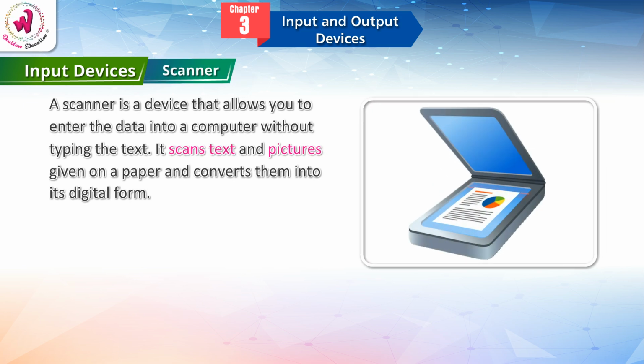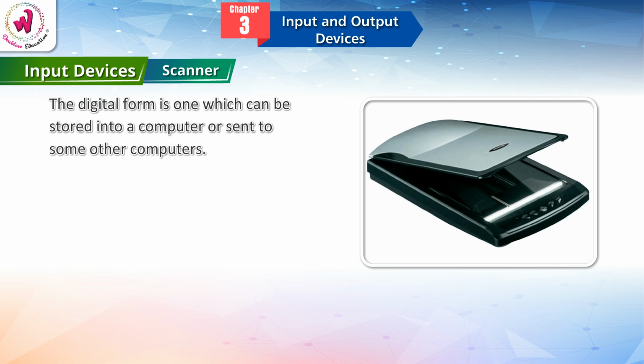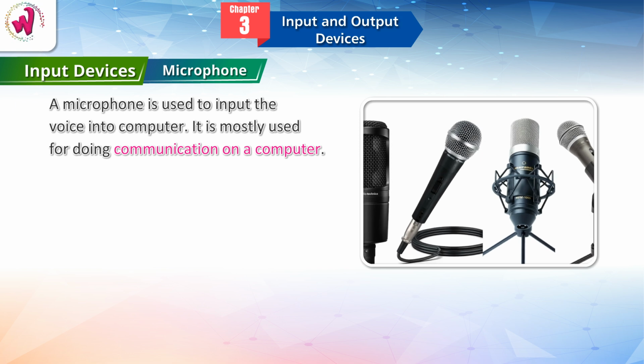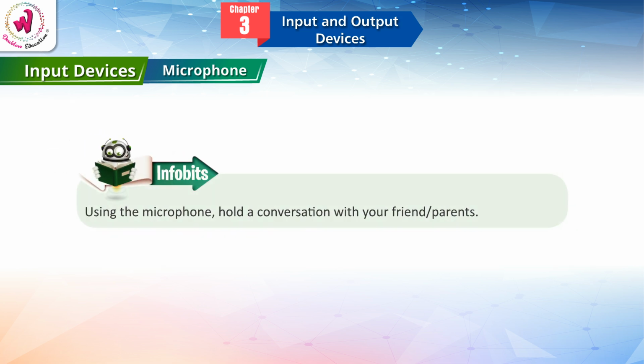Scanner. A scanner is a device that allows you to enter the data into a computer without typing the text. It scans text and pictures given on a paper and converts them into its digital form. The digital form is one which can be stored into a computer or sent to some other computers. Microphone. A microphone is used to input the voice into computer. It is mostly used for doing communication on a computer. Info bits. Using the microphone, hold a conversation with your friend or parents.